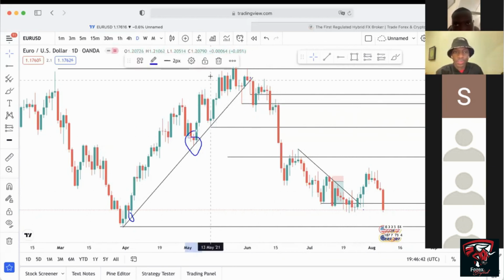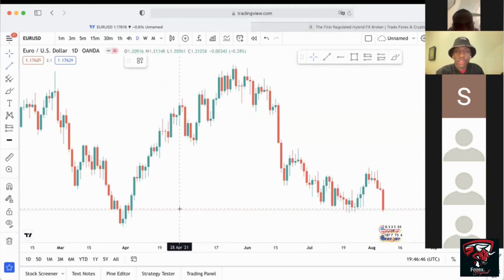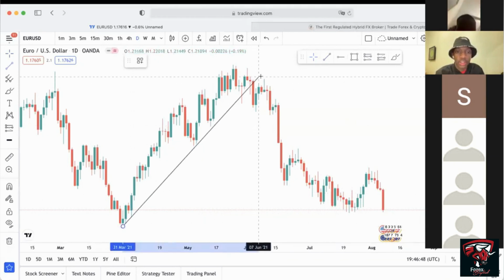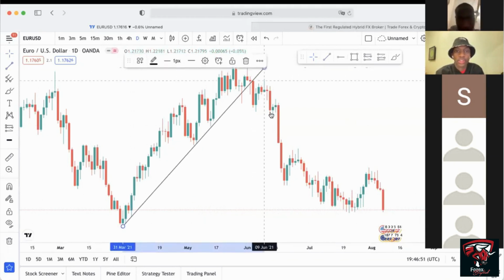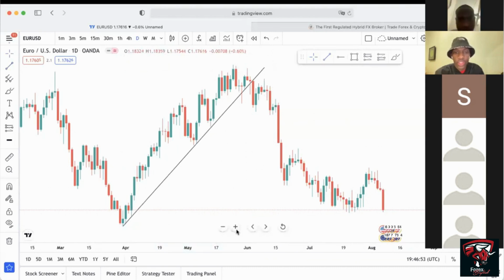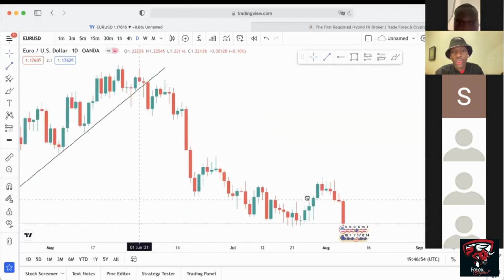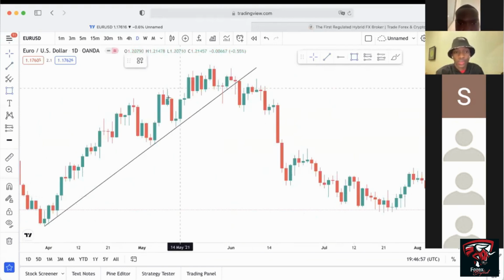Entry points, let me just go over this briefly. Let's say you missed that entry point. Let's say you missed that sell. Let's say you missed the retest, right? For extra entries, guys, this is the only time where you use support and resistance.